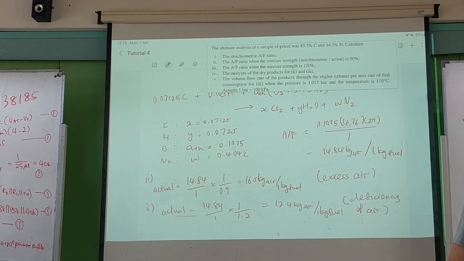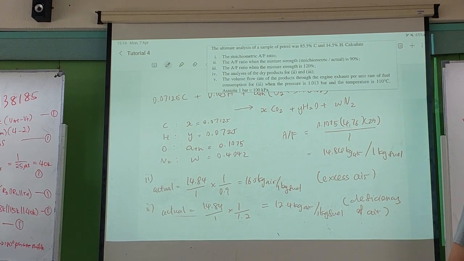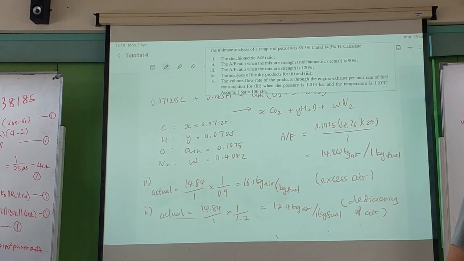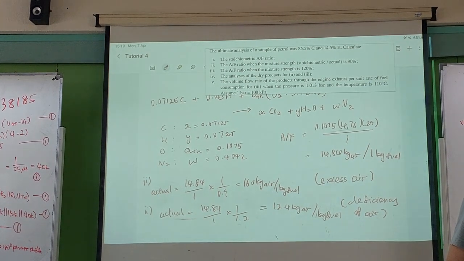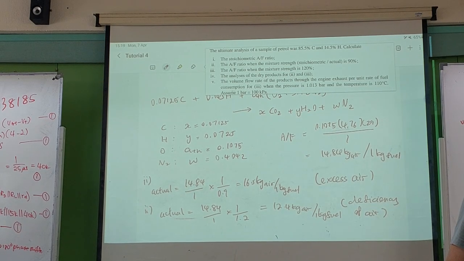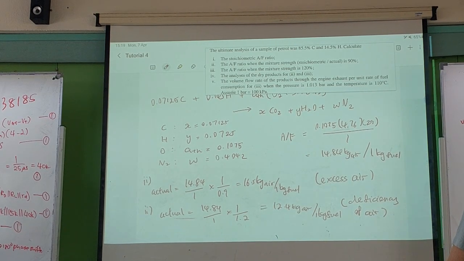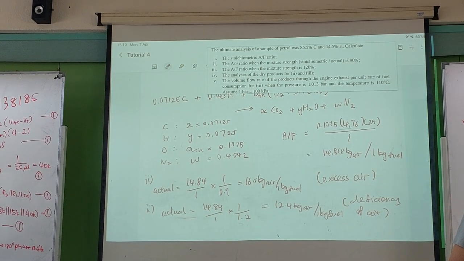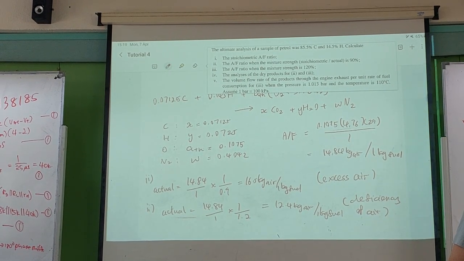Alright, so 4 asks for the analysis of the dry product for 2 and 3. So you basically need to solve both of them, and then analyze the dry product for each of them. So here, yeah, the dry product.